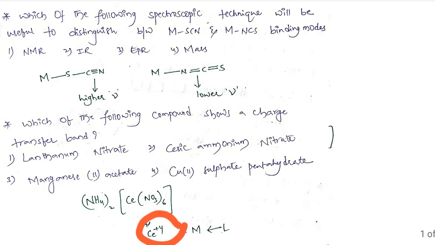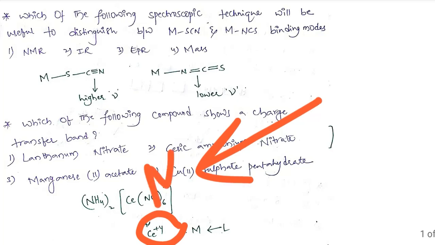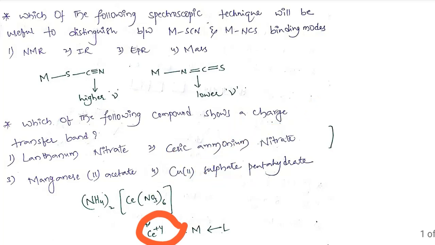oxidation state on the central atom, or here a central element, then what is happening? Ligand to metal charge transfer is possible. And that's why ceric ammonium nitrate, due to the presence of the highest oxidation state +4 on cerium, has a possibility of charge transfer band.